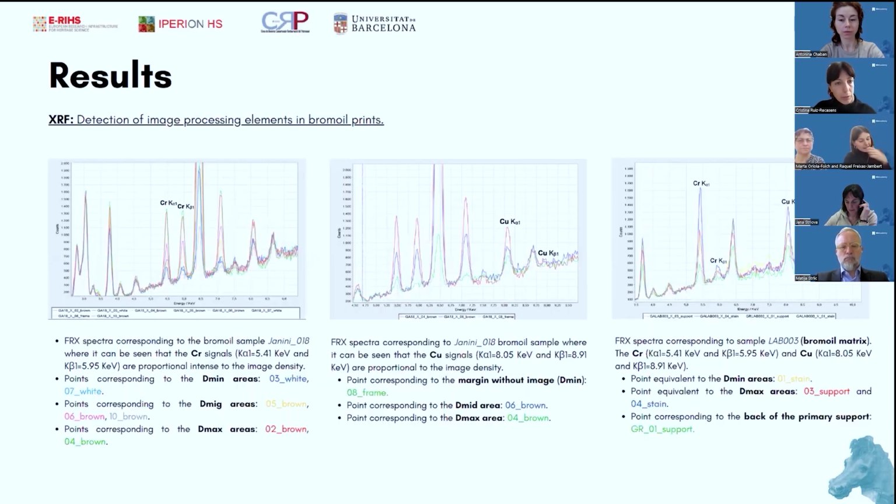One of the greatest discoveries during the project, also thanks to elemental analysis with X-ray fluorescence, was the detection of specific elements from the chemical baths. In the case of bromoil prints, it has been confirmed the presence of chromium, okay, and copper, closely linked to the chemical bleaching baths. These elements have been detected to a degree proportional to the image density.